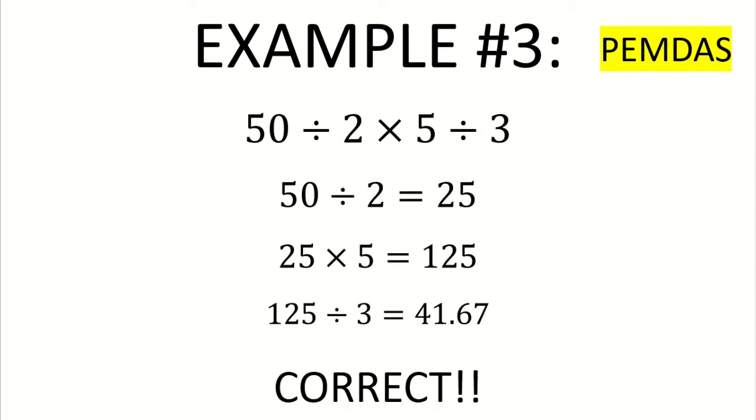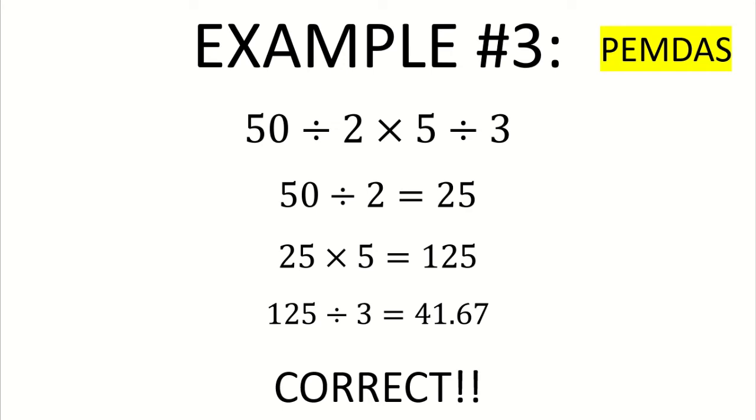So as we have seen before, 50 by 2 is 25 multiplied by 5 is 125. Now we solve the last division operation in the expression by dividing 125 by 3, which eventually gives us the answer 41.67, which is a decimal number. That example was a good practice for left to right operations calculation.